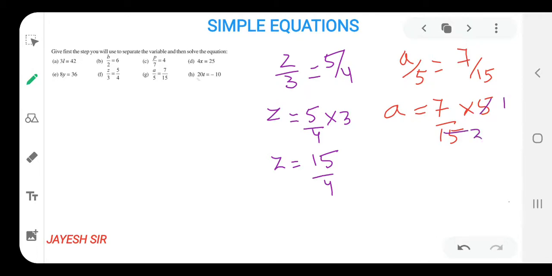5 ones are, 5 threes are. This thing you have to keep in your mind, that you have to cancel numerator and denominator. You cannot cancel numerator with numerator or denominator with denominator. I have seen a lot of students making mistakes over there.